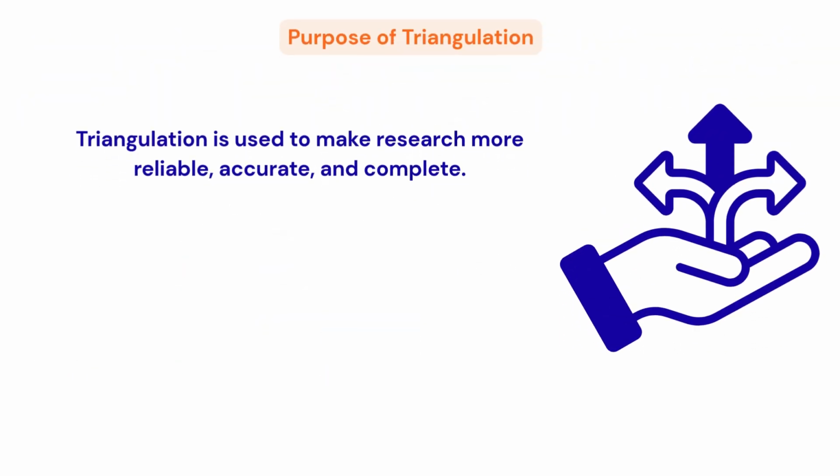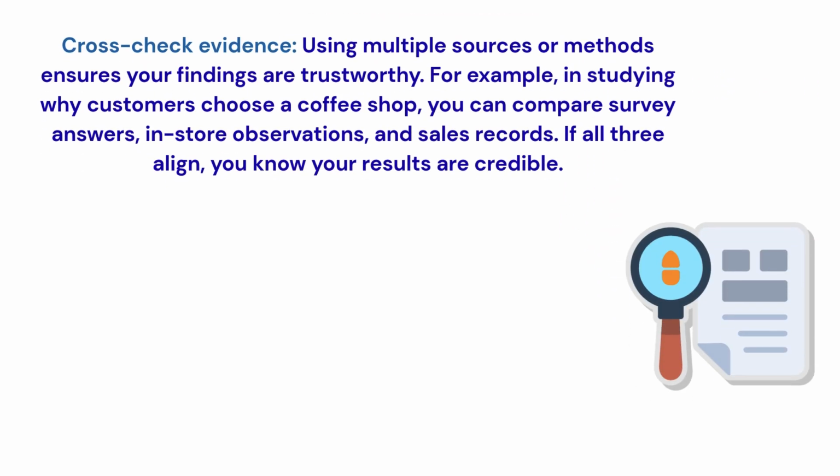Triangulation is used to make research more reliable, accurate, and complete. Cross-check evidence. Using multiple sources or methods ensures your findings are trustworthy. For example, in studying why customers choose a coffee shop, you can compare survey answers, in-store observations, and sales records. If all 3 align, you know your results are credible.